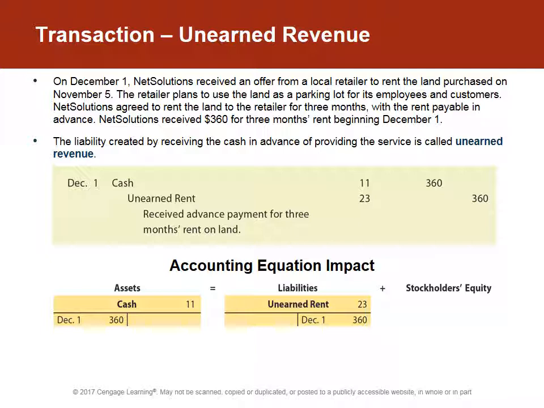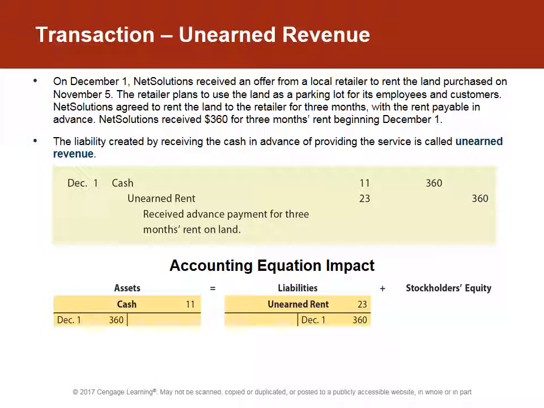Unearned revenue. Let's pause as we talk about this tricky transaction. Net Solutions received an offer to rent the land purchased on November 5th. The retailer was going to use it. They bought some land and they were going to rent it out to someone else. And they agreed to rent it for 3 months, and the rent's going to be payable in advance. They charged $360 in advance. So the essential component is that Net Solutions got a check of $360.